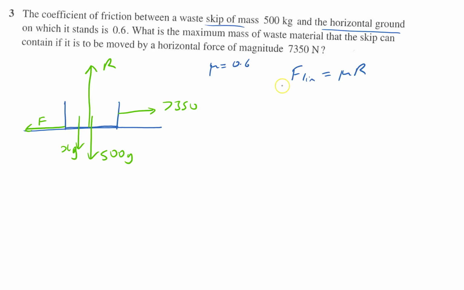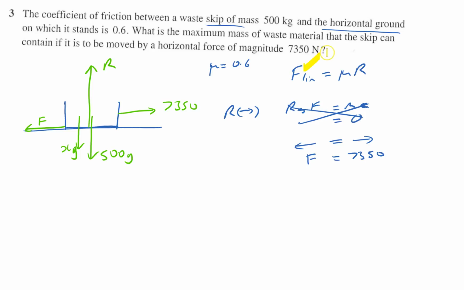I need to know what F is, so that means I need to resolve horizontally. Now I could do resultant force equals mass times acceleration, but the acceleration is 0 because it's only just moving, so actually I won't do it that way. I'll do force to the left equals force to the right, because that gives me the force to the left is F and the force to the right is 7,350, and it's a nicer way around like that. So I've now worked out what F equals.